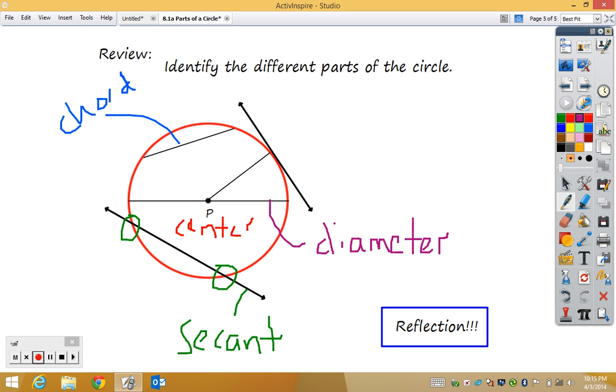We have a segment with an endpoint on the circle and at the center, so that is a radius. And lastly, we have a line that intersects the circle at exactly one point right here, so that is a tangent.